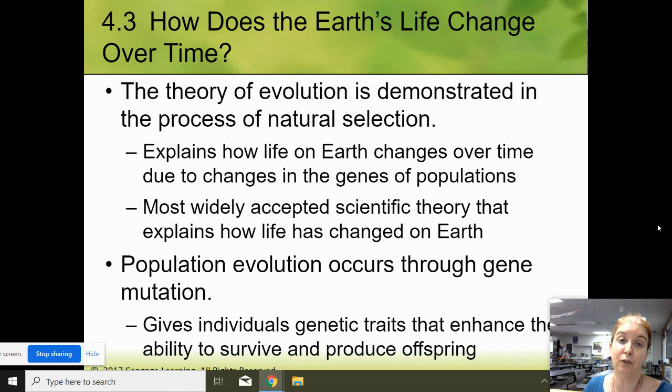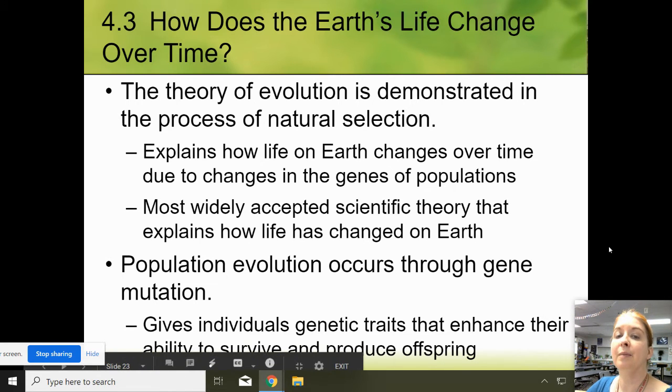So the thing is, evolution happens through natural selection. This explains how life on Earth changes over time due to changes in the genes of the population, and it is the most widely accepted scientific theory that explains how life has changed on Earth. So understand that this is population evolution: individuals do not evolve, populations evolve. This occurs through gene mutation.